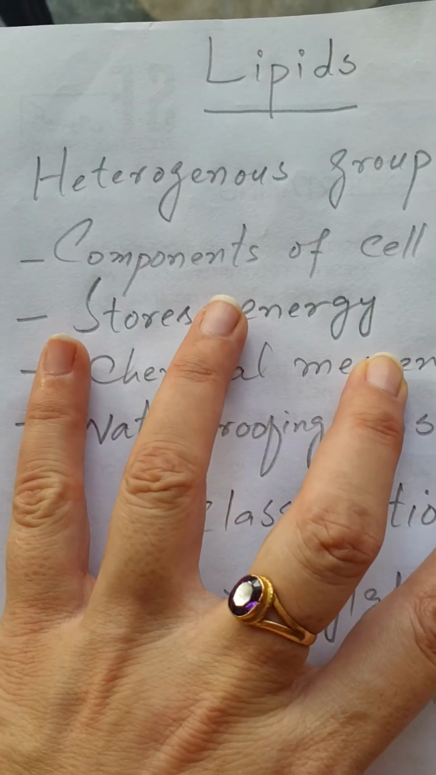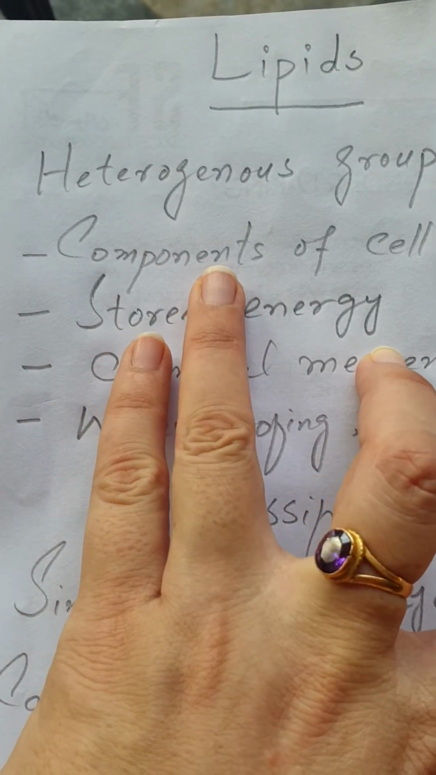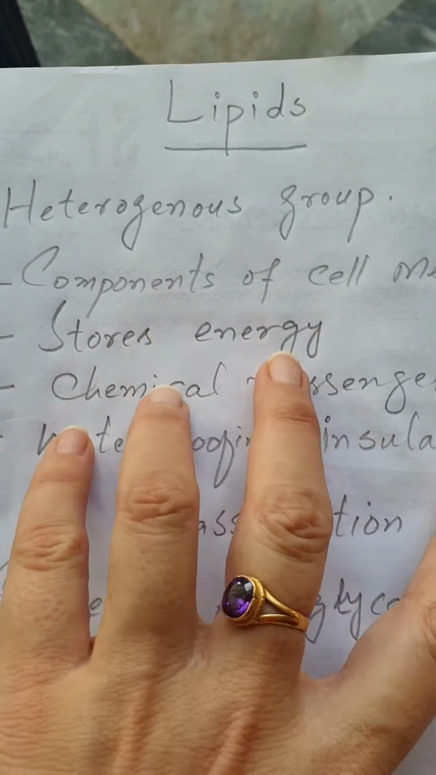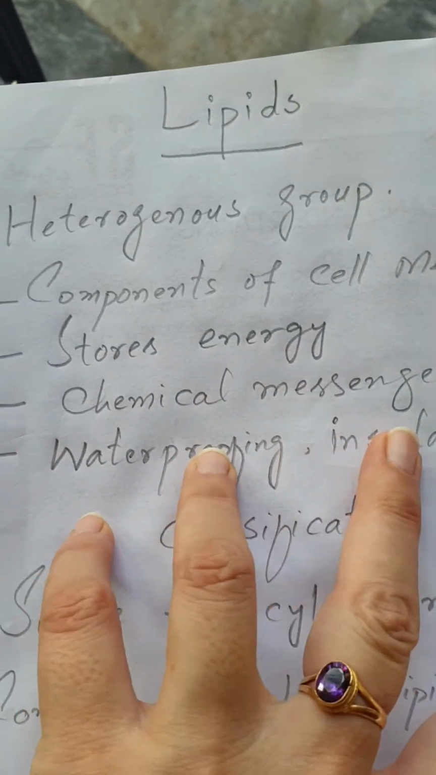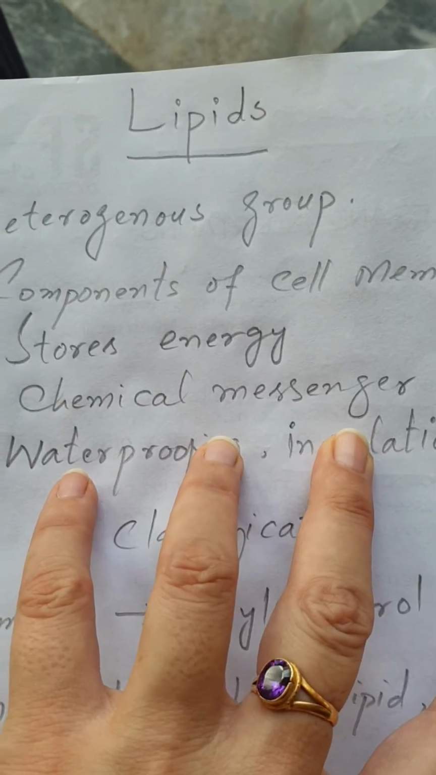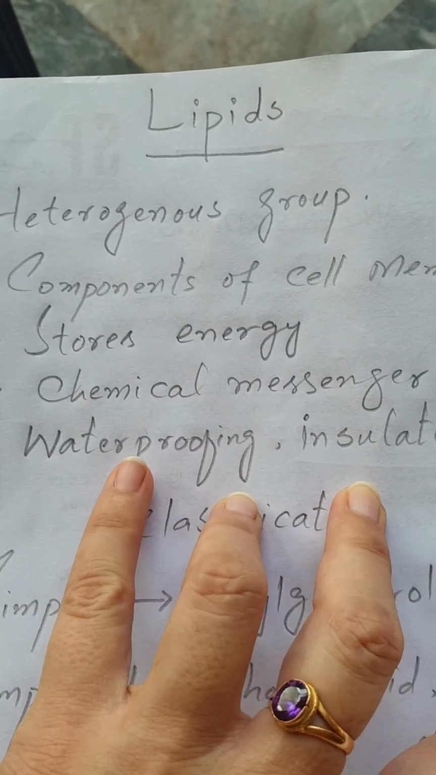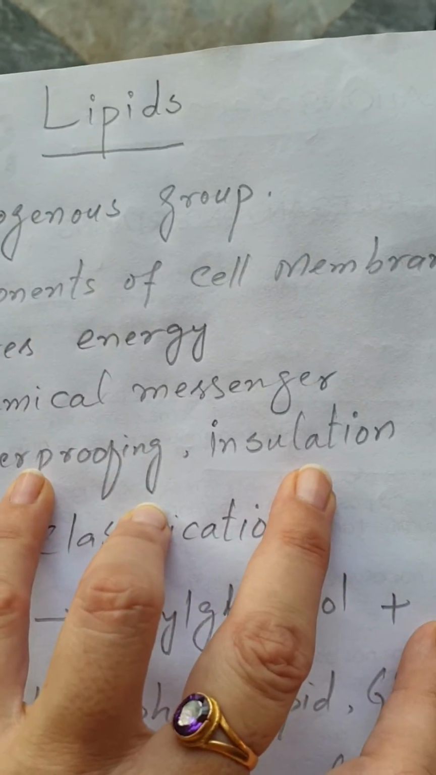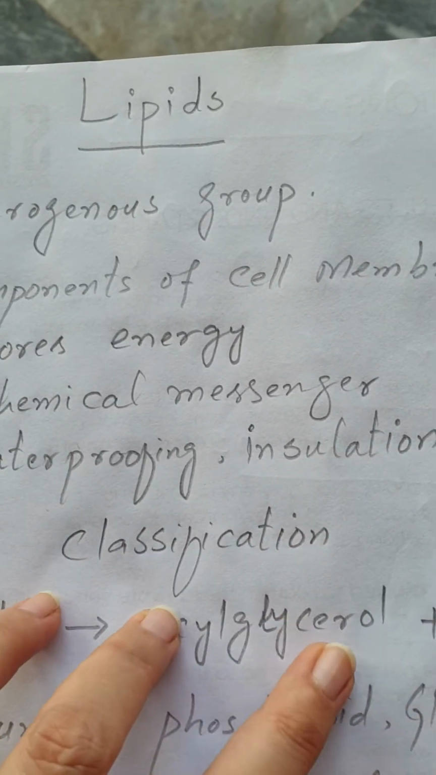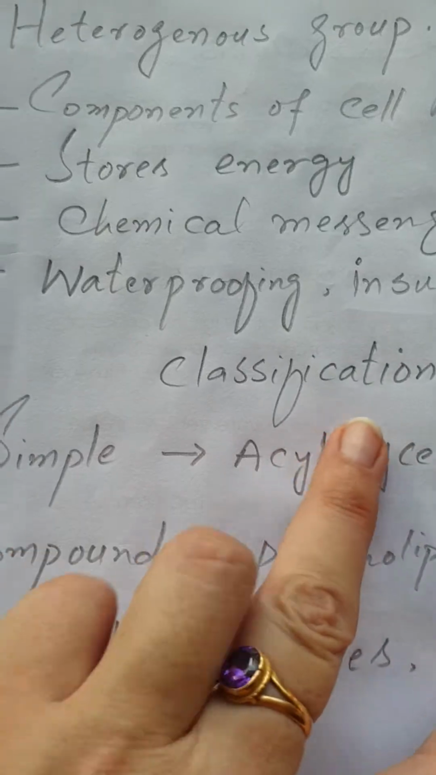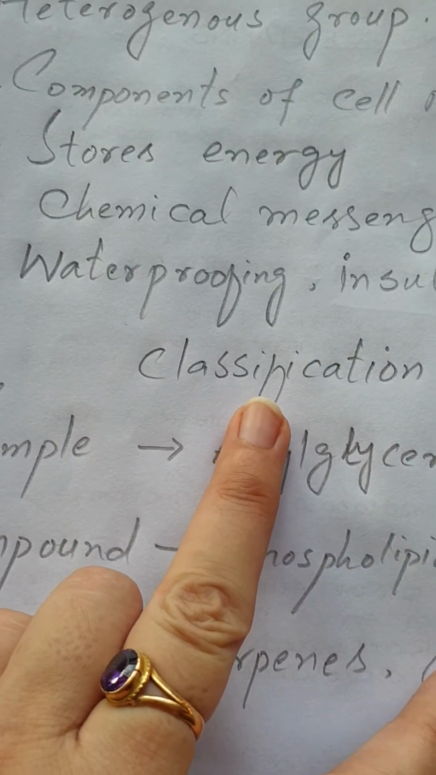Very important, as we know, lipids are components of the cell membrane. They store more energy as compared to carbohydrates. They act as chemical messengers, they act as waterproofing also, and for the insulation of different parts of the cell. Now we will come to the classification of lipids.